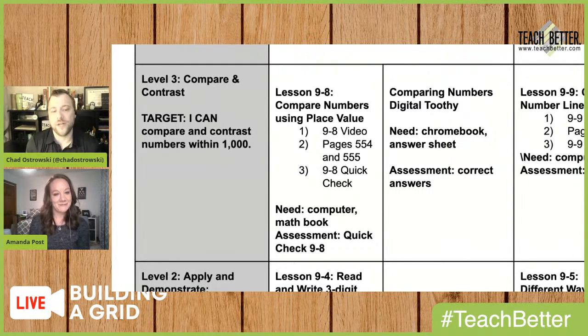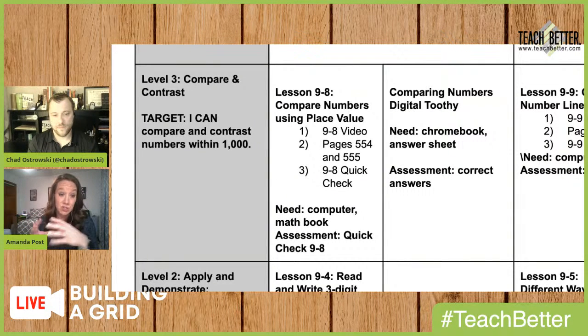So I can compare and contrast numbers within 1,000. So can they compare and contrast? So what does that mean to you, Amanda? If you were measuring that, what would be like an example problem you would give a student to prove that they know that? I'm just curious, and I want the audience to kind of see what you're thinking as you make these targets.